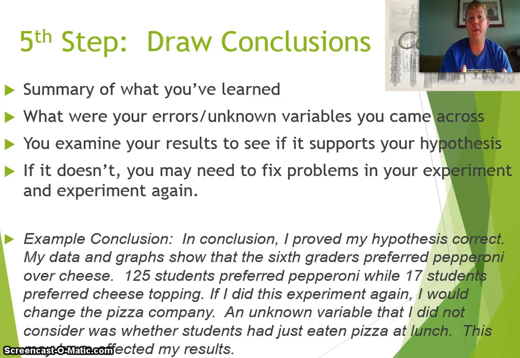Step 5, drawing conclusions. It's basically a summary of what you've just learned from your experiment. This is where you're going to include what errors you found. Were there any unknown variables that we came across that we didn't even think could have thrown our results off and made them inconclusive? You examine your results to see if they support your hypothesis. If they don't, then you may have to go back, fix the problems you found in your experiment, and experiment again. You retest it then.